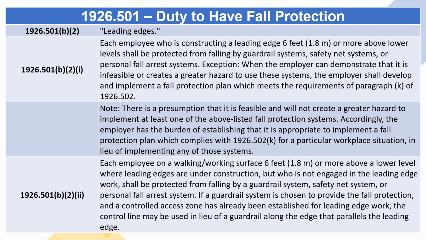1926.501 B2. Each employee on a walking/working surface 6 feet (1.8 meters) or more above a lower level where leading edges are under construction, but who is not engaged in the leading edge work, shall be protected from falling by a guardrail system, safety net system, or personal fall arrest system. If a guardrail system is chosen to provide the fall protection, and a controlled access zone has already been established for leading edge work, the control line may be used in lieu of a guardrail along the edge that parallels the leading edge.